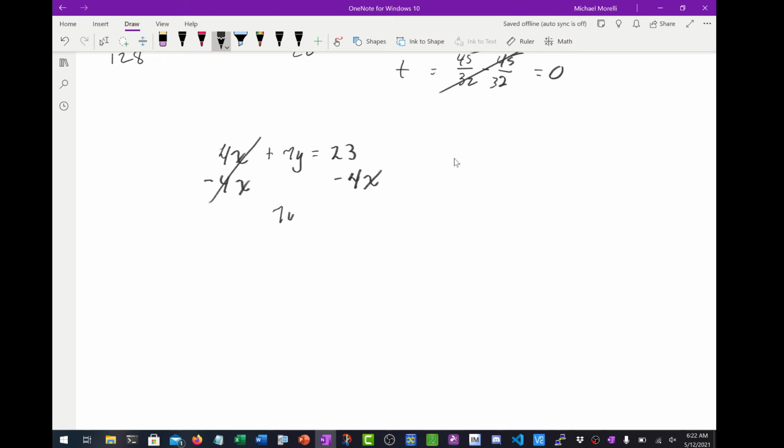So we have 7y equals negative 4x plus 23. Divide everything by 7. So y equals negative 4 over 7x plus 23 sevenths, which we'll just leave alone for now.